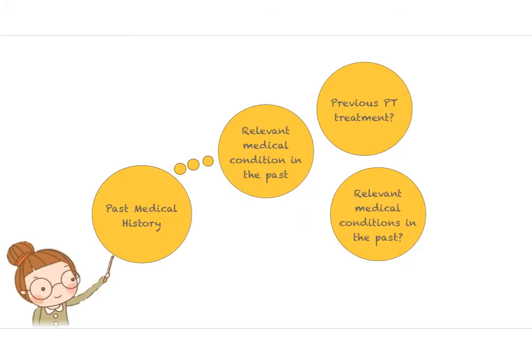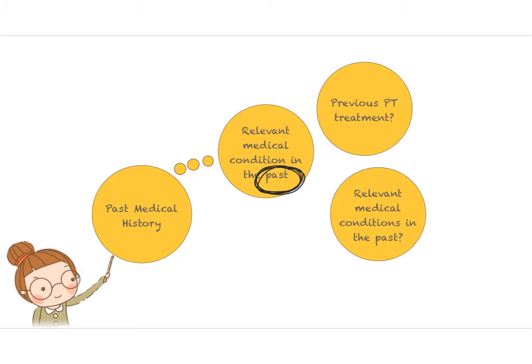Next subheading after HPI is the past medical history. If HPI is anything related to the present complaint, past medical history is relevant medical condition in the past. So this will no longer concern the present complaint of the patient. If the patient currently has supraspinatus tendinitis and is complaining of shoulder pain because of supraspinatus tendinitis, anything related to that will fall under history of present illness.